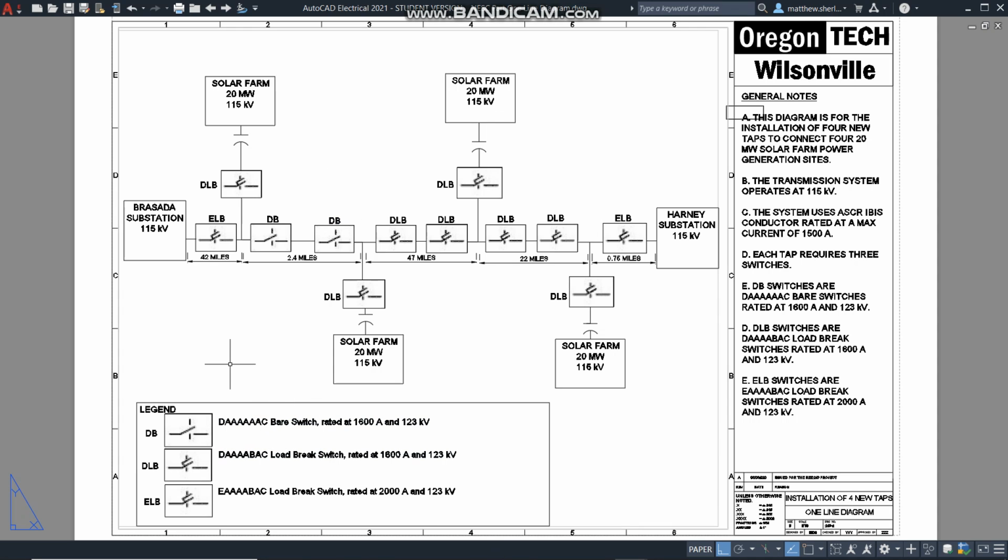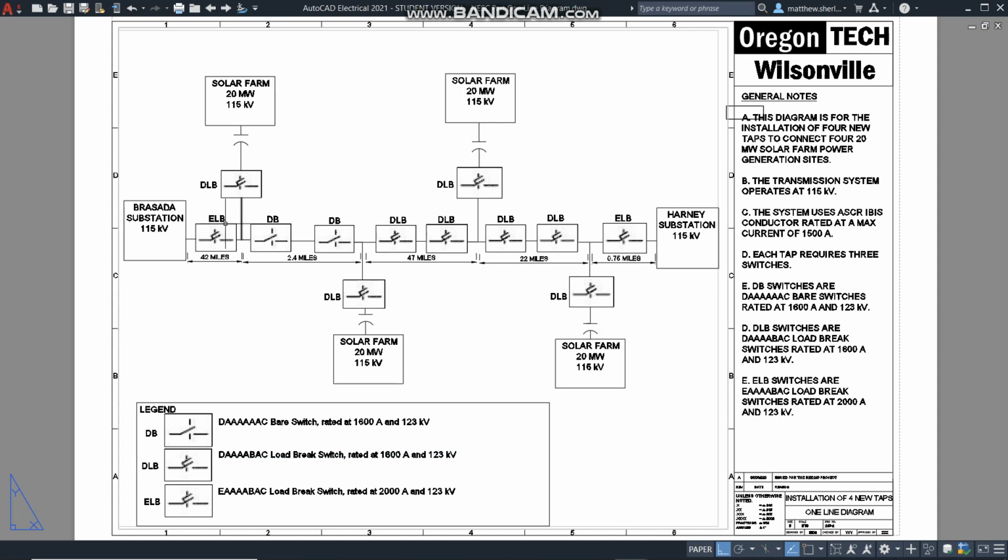The 2 types were D types, which are rated at 1600 amps, and the other type I used was E type, which is rated at 2000 amps. These 2, marked DB, these are bare switches. Bare switches are only rated up to 5 miles, and my distance here was only 2.4 miles.